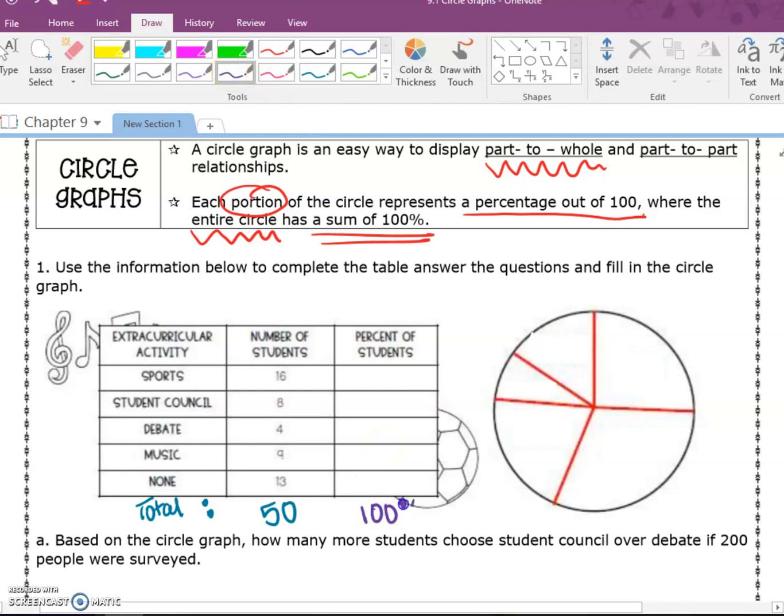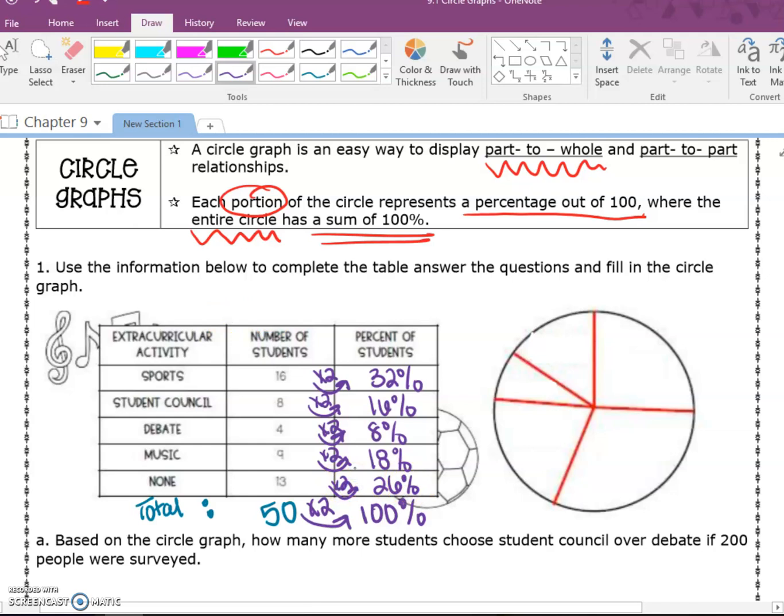The percentage of students is out of 100. So I saw that 50 is times 2 to get 100%. So now I notice that I could take 16 and multiply by 2, and I would get 32%. So I'm going to do that for the rest of these. I'm going to multiply each of these by 2, and that's how I would get my percent, because that's what I did with my total. And then 4 times 2 is 8%. So all of these times 2 to get your percentages.